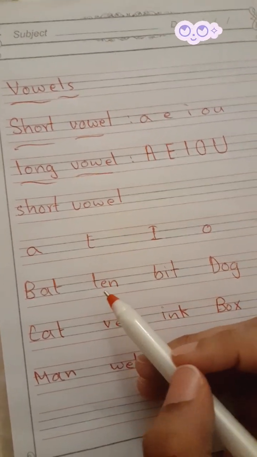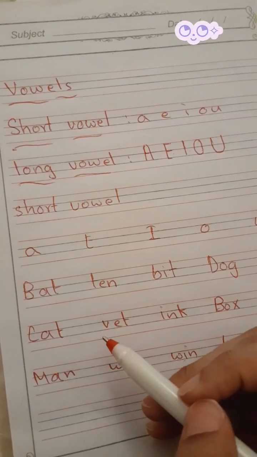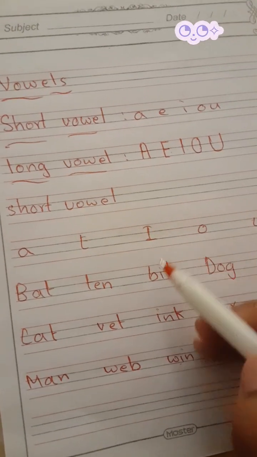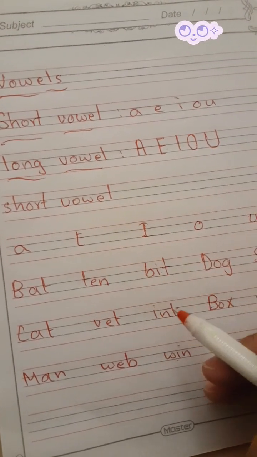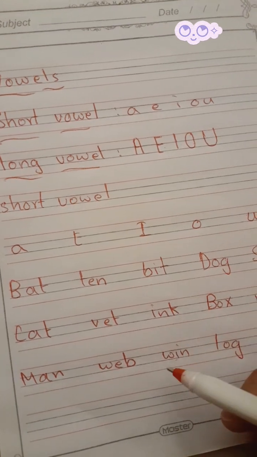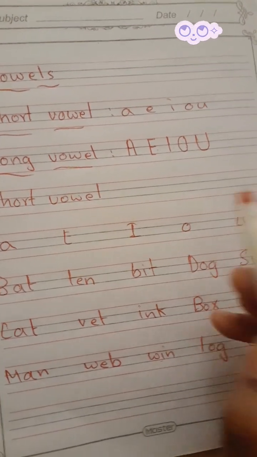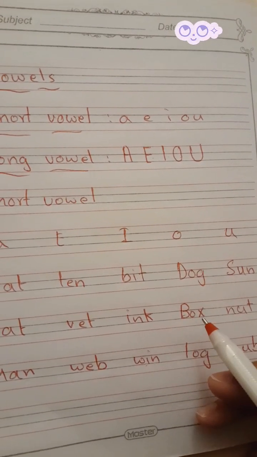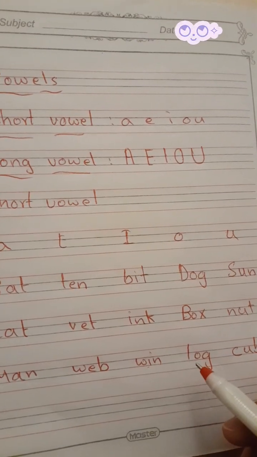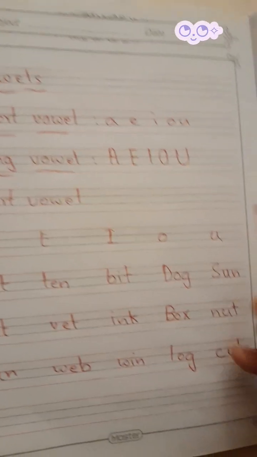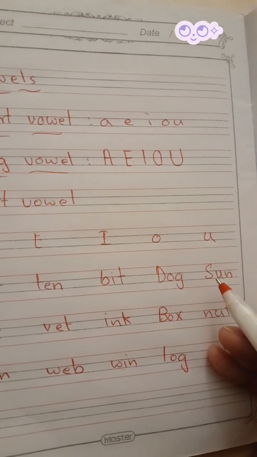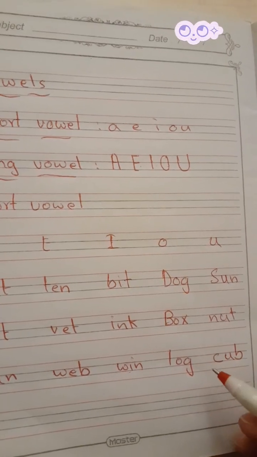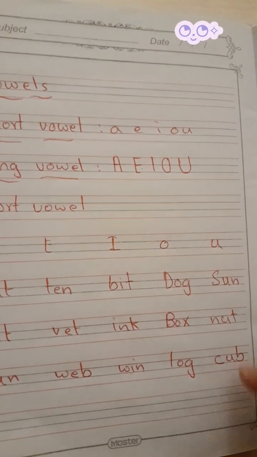For E: T-E-N, ten; V-E-T, vet; W-E-B, web. For I: B-I-T, bit; I-N-K, ink; W-I-N, win. For O: D-O-G, dog; B-O-X, box; L-O-G, log. For U: S-U-N, sun; N-U-T, nut; C-U-P, cup.